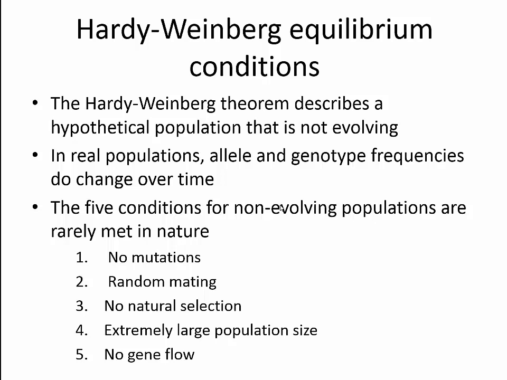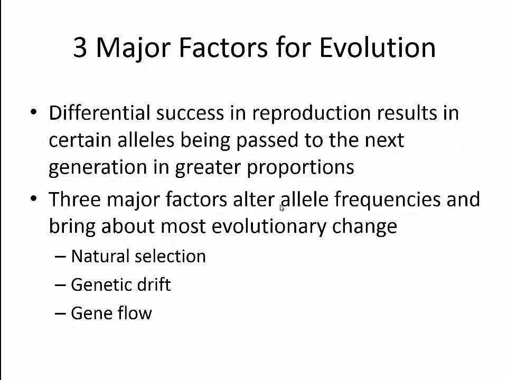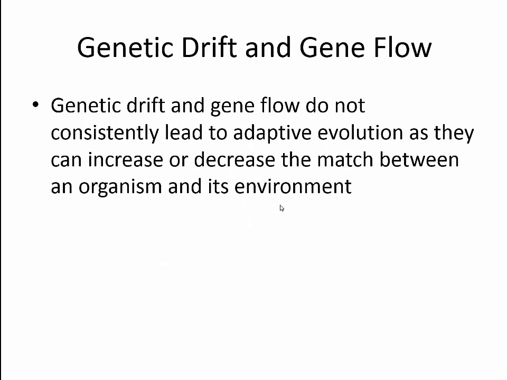That is also a big problem, because the pressures of succeeding in the environmental niche that an organism lives in are indeed natural selection, and the ones that are not very successful will just be weeded out. Or, if the population is extremely large, then I guess that would be a condition. Or if there is no gene flow, and that also is difficult. The differential success in reproduction results in certain alleles being passed to the next generation in greater proportions. Three major factors alter allele frequencies and bring about most evolutionary change: natural selection, genetic drift, and gene flow. And we're going to look at these one by one.